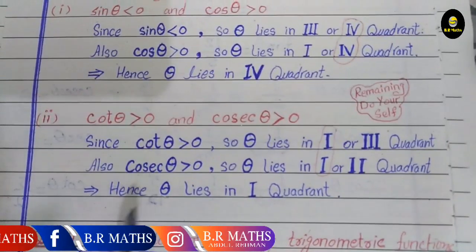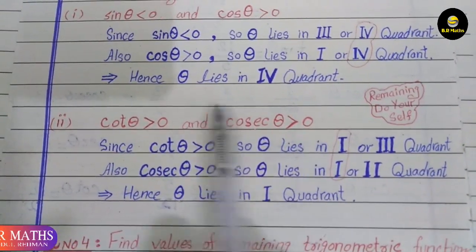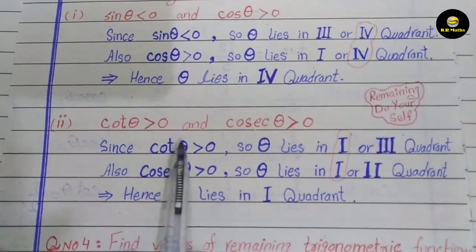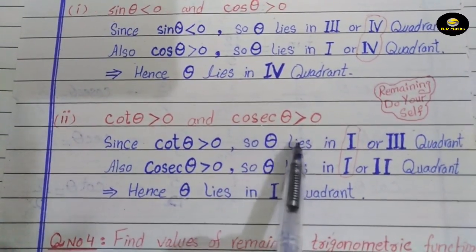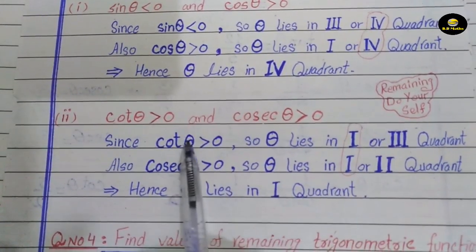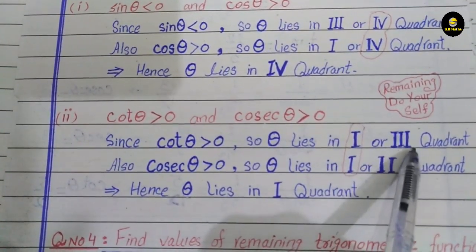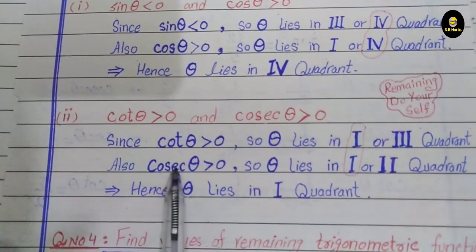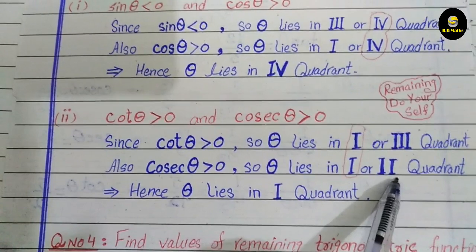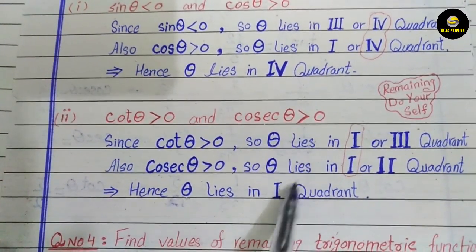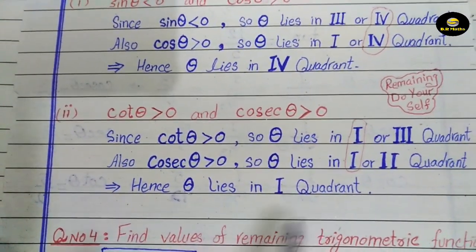Similarly, the next question: cot theta greater than 0 and cosecant theta greater than 0, meaning both are positive. Since cot theta is positive, angle theta lies in the first and third quadrant, because cot is the reciprocal of tangent theta, and tan is also positive in the first and third. Similarly, cosecant is the reciprocal of sine theta, positive in the first and second quadrant. According to both conditions, the first quadrant is common, hence angle theta lies in the first quadrant.